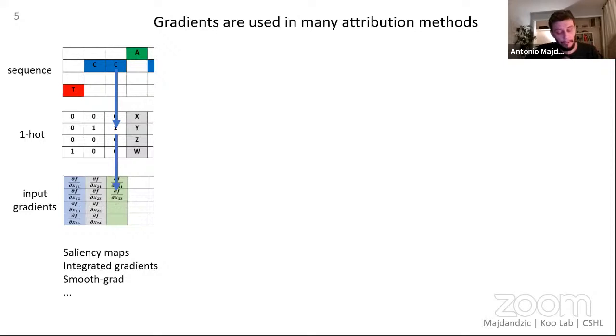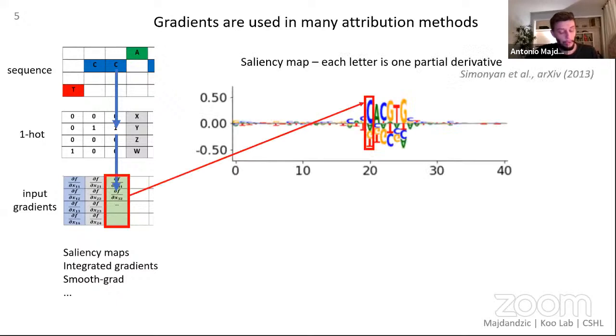So gradients are important. They are used in many attribution methods. Typically, a sequence is encoded to a one-hot representation. After training the model, we can then compute input gradients. Each position having 4 possible nucleotides will have 4 partial derivatives. We can now use these gradients for different attribution methods, such as saliency, integrated gradients, SmoothGrad, etc. Now, if we plot pure input gradients, we call it a saliency map, which is a very popular sensitivity measure. It can uncover patterns such as motifs.